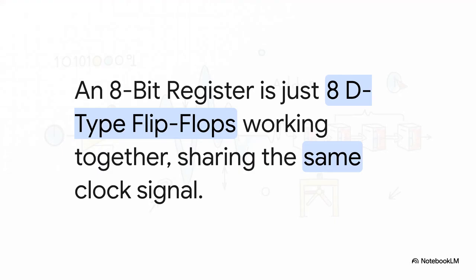To store 8 bits, which is 1 byte, you just take 8 of these D-type flip-flops and you line them up right next to each other. Then you connect all of them to the very same clock signal. Now, on every single clock pulse, all 8 of those flip-flops capture their data at the exact same instant. And together they form what we call an 8-bit register.